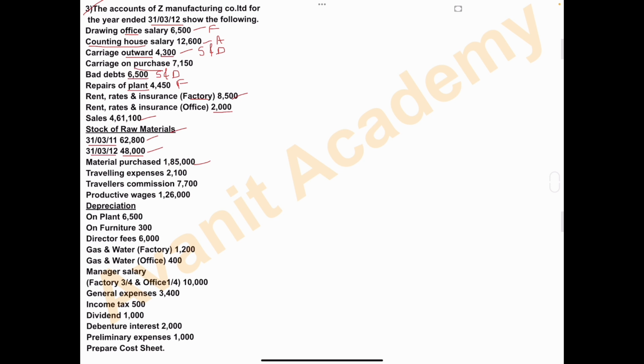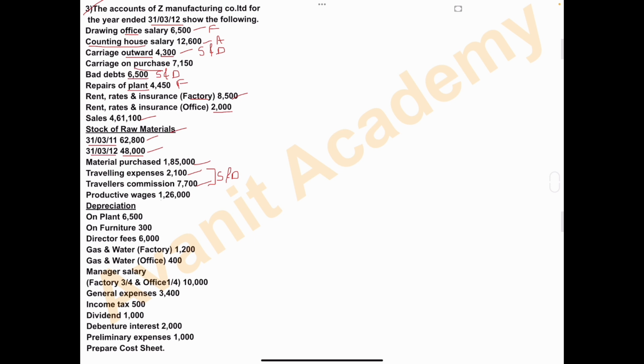Traveling expenses is 2,100 and traveler's commission is 7,700. So these traveling expenses and the traveler's commission we have to take under the head selling and distribution overhead, because the salesman travels from one place to another place to sell the product. These are selling expenses.